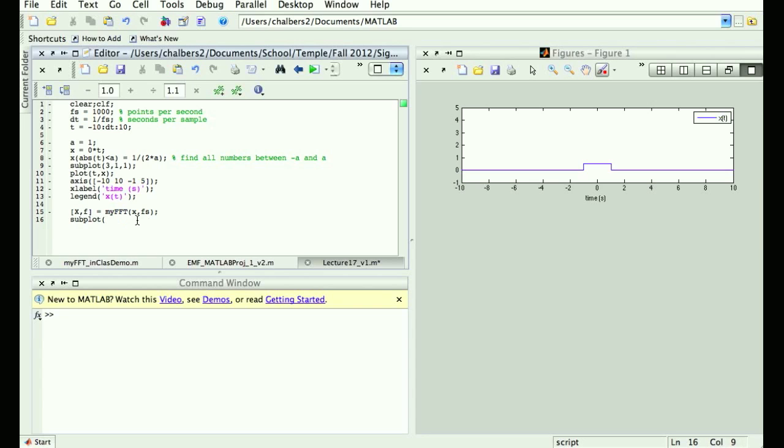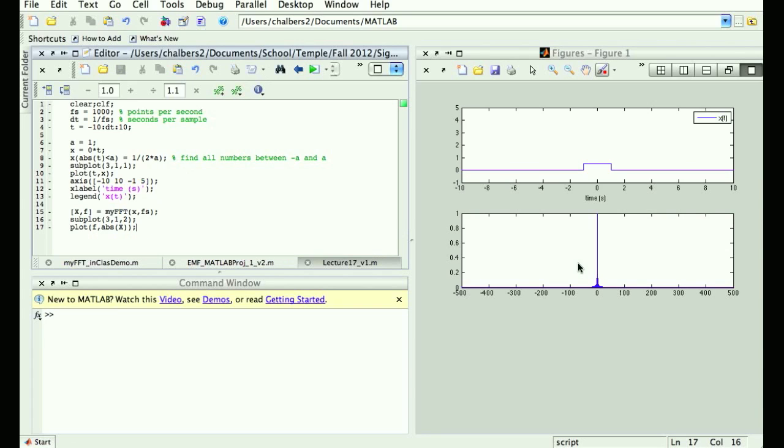So subplot, and now I'm going to plot f comma absolute value of X. And what is that? No, seriously, what is that? Is that right? Yes. The sinc function. It's a mushed together sinc function? Yeah. So notice something interesting. What was my sampling frequency? It was 1,000, right? Look at the frequencies on my x-axis. Minus 500 to 500. You think that's related somehow to Fs?